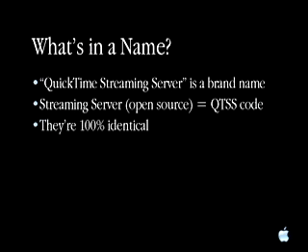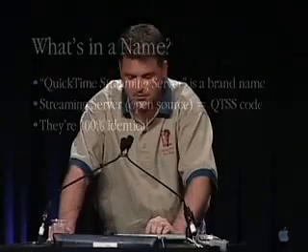QuickTime streaming server is just our brand name that we use for the Mac OS X version of the server. Other than that, they're built from the same source code. The Darwin platforms are FreeBSD, Linux, Windows NT, Solaris, but it's all identical source code. They have identical functionality. They have the same user interface as of 3.0. There's no difference.